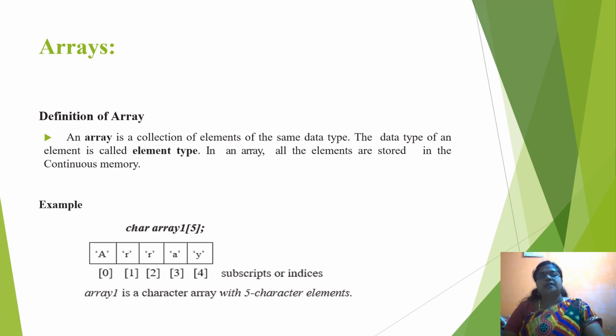Arrays. The definition of array. An array is a collection of elements of the same data type. The data type of an element is called element type. In an array, all the elements are stored in the continuous memory. For example, char array1 of size 5. In this, char is a character data type. Array1 is a character array with 5 character elements.